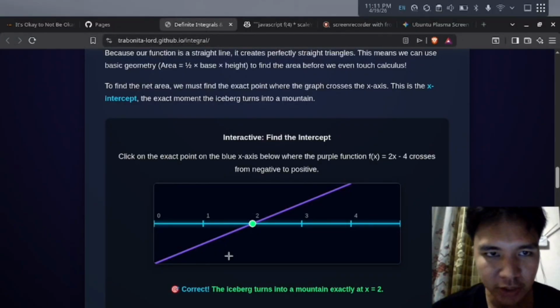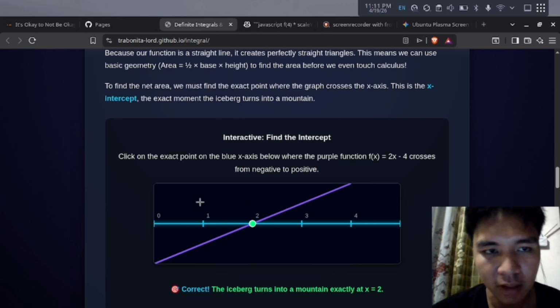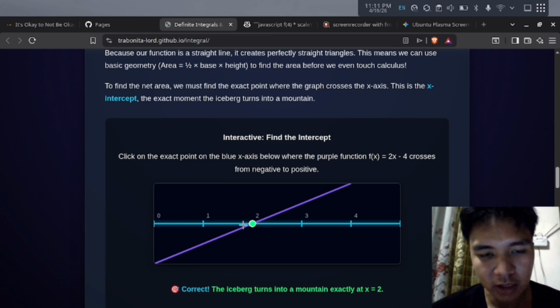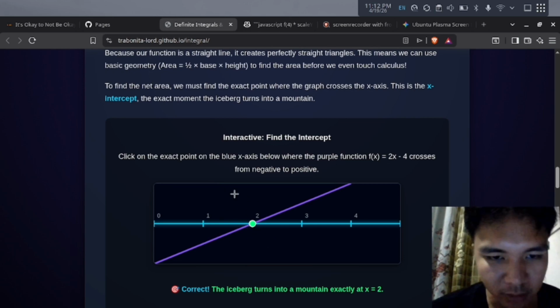Because our function is a straight line, it creates a perfect triangle. So we can use basic geometry, which is the area of a triangle, 1/2 times base times height, to find the area before we even touch calculus. First, we're going to need to find our water line. Our water line is at x equals 2. So that is our water line. It creates the halves of our shape.